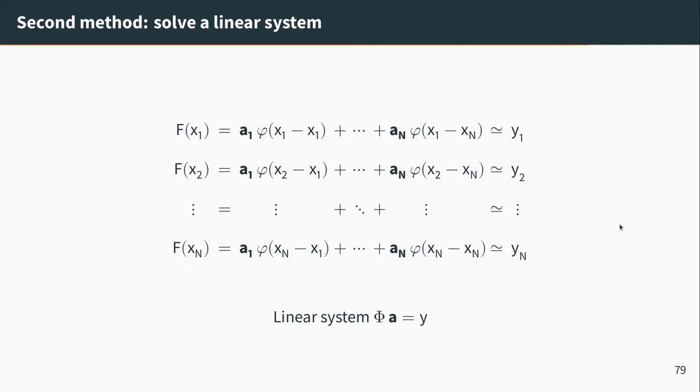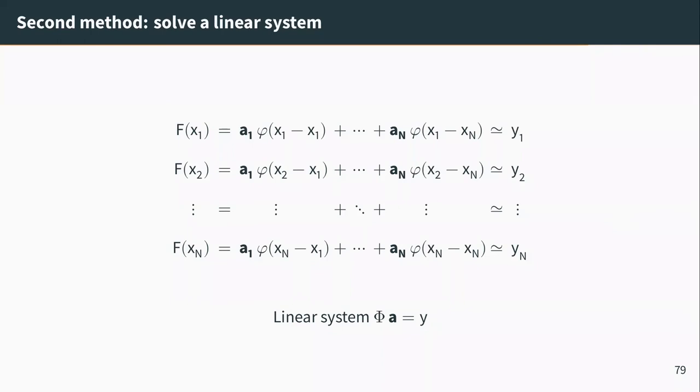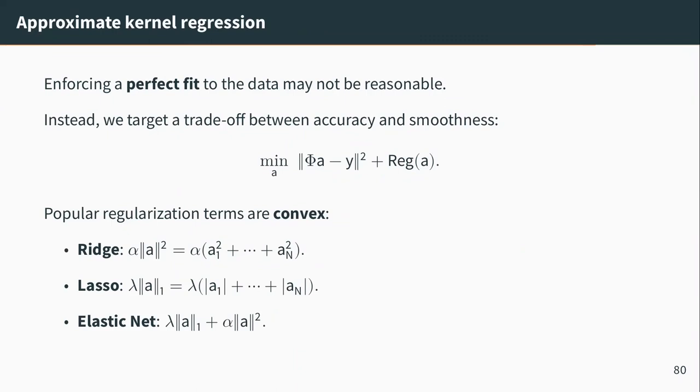But then you remember what we said about polynomial regression. And you realize that probably it's not a very wise idea to try to do that, because here I have n equations for n parameters. I'm going to overfit, clearly. So instead of trying to enforce equality, I'm going to target a trade-off between accuracy and smoothness. So I'm going to try to minimize with respect to the weight vector A a trade-off between a least squared error, phi A minus Y, plus a regularization term.